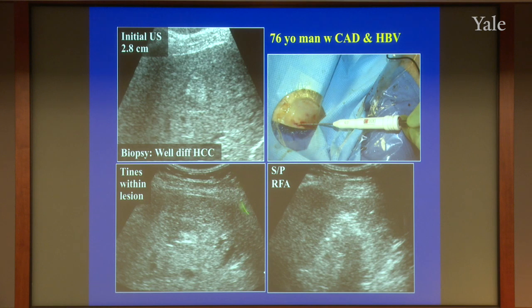And you can see this was a multi-tine system. On ultrasound, it's hard to see the tines, but I'm kind of pointing out 2 or 3 of them here. And then you can see this echogenic area afterwards encompassing the mass.